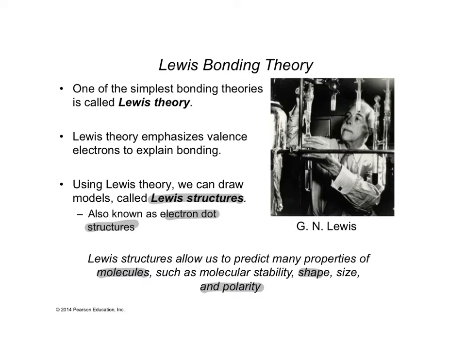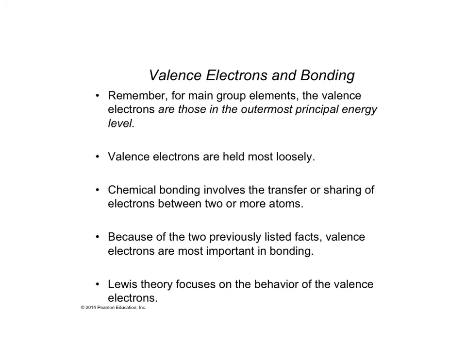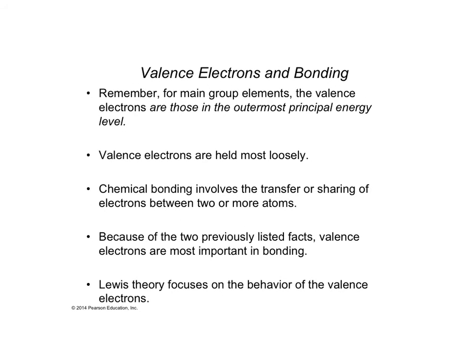Okay, so Lewis theory and Lewis structures. So what's the big idea behind Lewis theory, okay? Lewis theory focuses on valence electrons. So what are the valence electrons in an atom? They are the electrons that are defined as those in the outermost principal energy level, right?